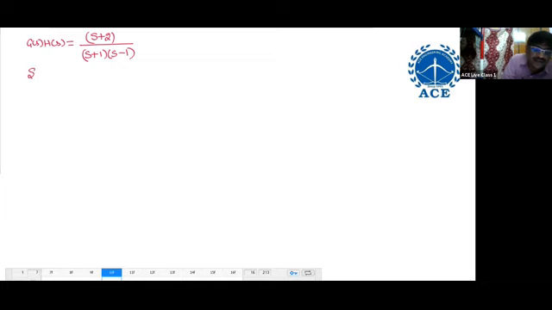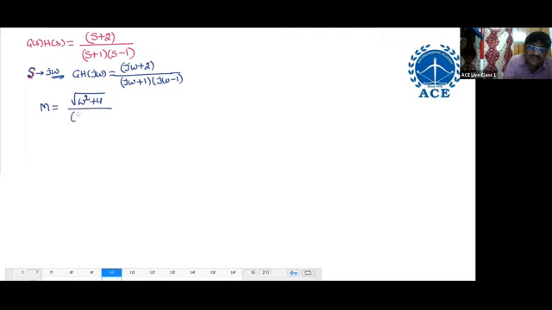S replaced by j omega. G H of j omega equal to (j omega plus 2) by (j omega plus 1)(j omega minus 1). Then write the magnitude: root of (omega square plus 4) by (omega square plus 1). Write the phase angle.